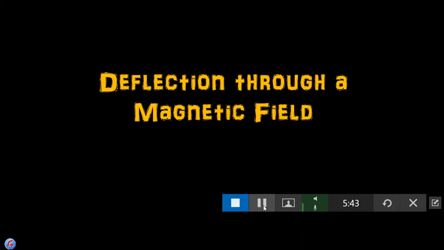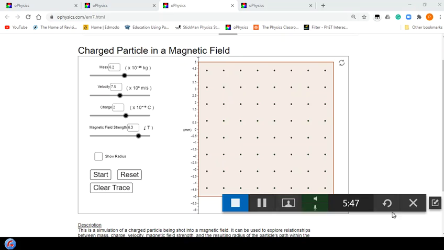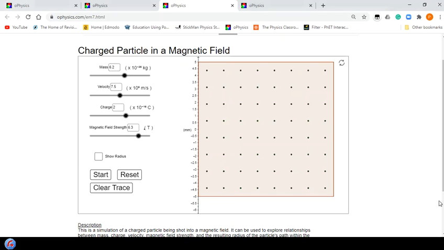Next we will start looking at deflection through a magnetic field. So once again we're on O physics, and we see that we can also use a charged particle through a magnetic field, and this is where this chapter that we're busy with comes into play. We're going to be using Fleming's left-hand rule. So if we start and we show our particle, we see the curved path.